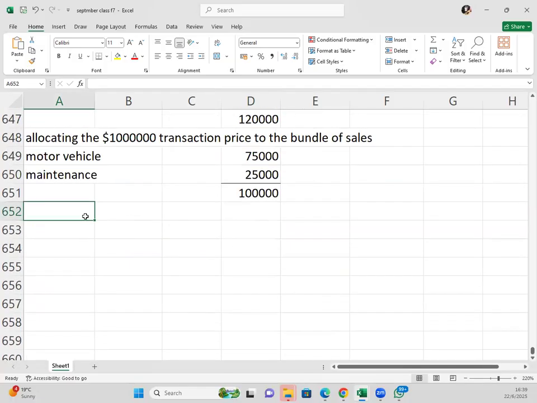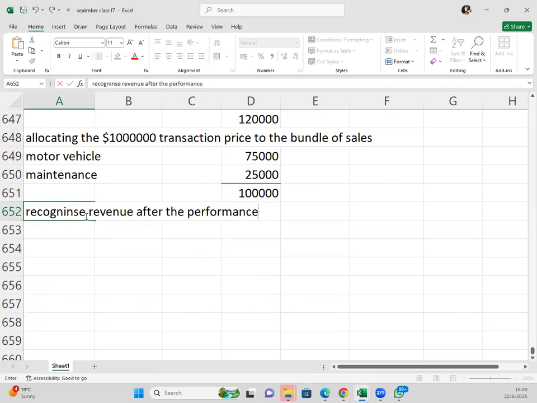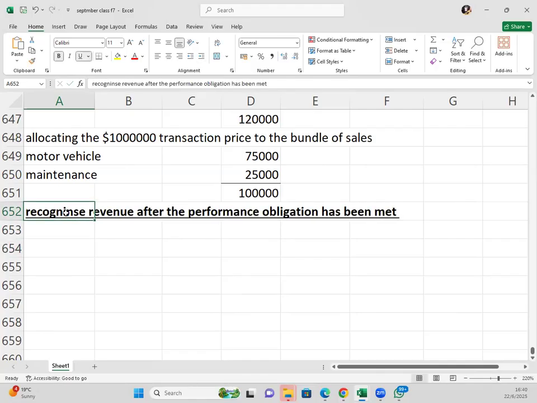Recognize revenue after the performance obligation has been met.